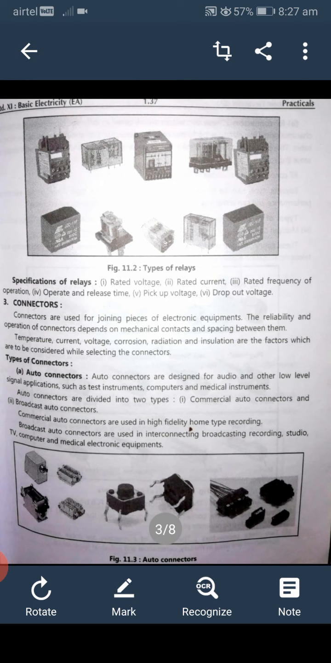Connectors. Connectors are used for joining pieces of electronic equipment. The reliability and operation of a connector depend on mechanical contacts and spacing between them. Temperature, current, voltage, corrosion, radiation, and insulation are the factors which are to be considered while selecting connectors.